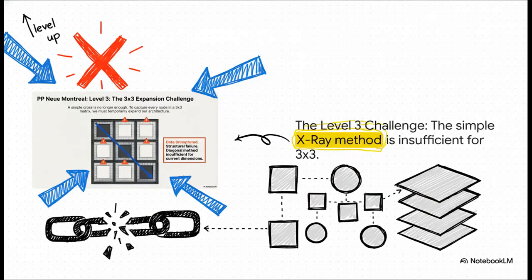So what happens when we level up again to a 3x3? Well, this is where things get interesting. Our simple little X-ray method just doesn't work anymore. You can see it right here. A single cross pattern leaves a bunch of the elements completely untouched. Our method just isn't big enough for the job. We need to expand our toolkit.